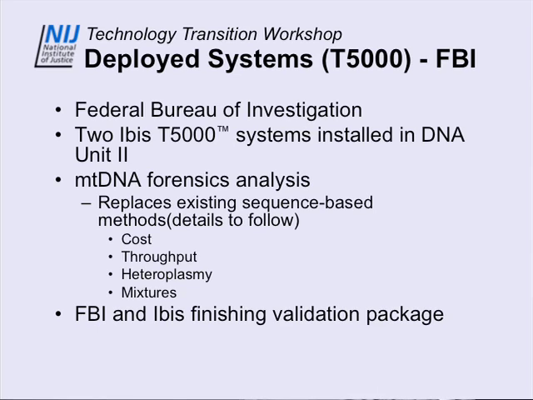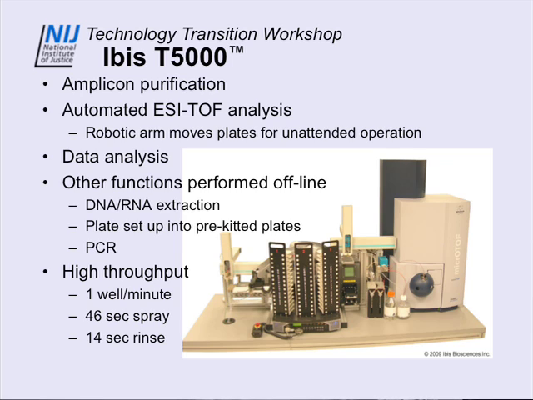We have many of these deployed around the country now, several now at the FBI lab in Quantico and the DNA 2 unit as well. In the DNA 2 unit, they're using the T5000 doing primarily mitochondrial DNA forensics with the goal of replacing existing sequence-based methods. You're going to hear a lot more about this later today and tomorrow. I think it has real advantages in cost, throughput, looking at heteroplasmy and dealing with mixtures. And we're working closely with the FBI now to finish validation of this assay in their hands. This is the hardware which they're validating and which you're going to work on tomorrow.